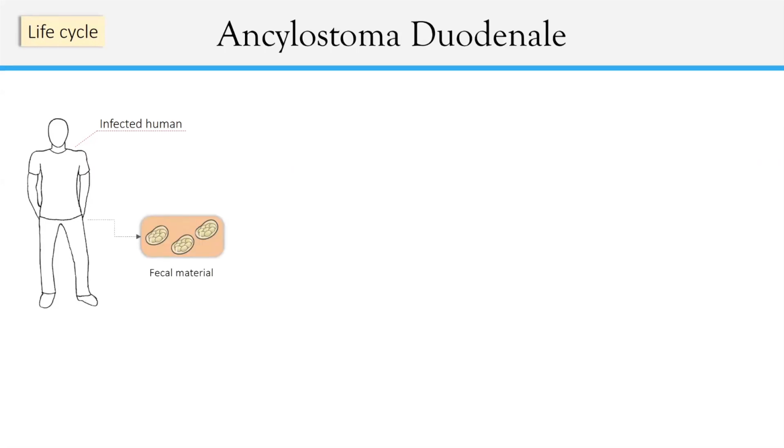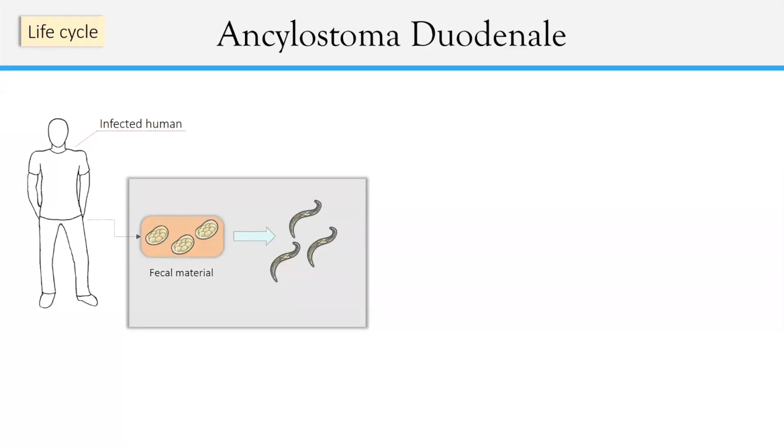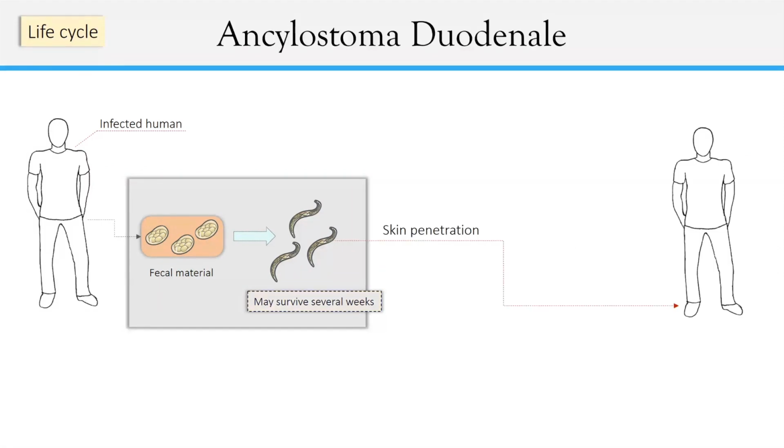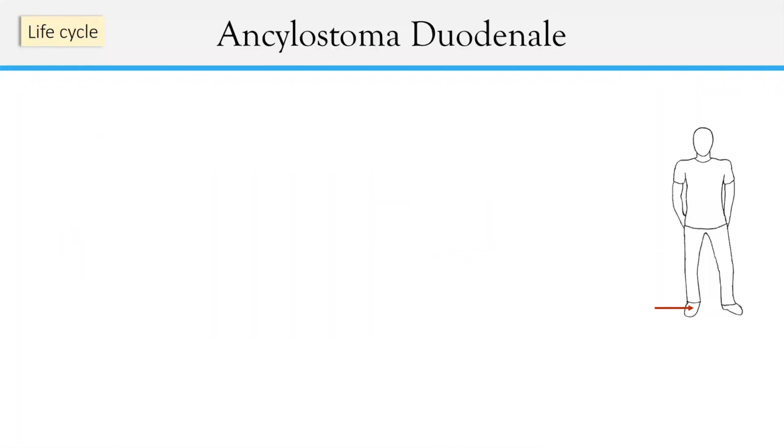Eggs will be released with fecal material and then will be transferred into the soil, where they will give rise to the immature form of the parasite, the larva. Larvae may survive in the soil for several weeks, and then they will be able to enter the human body via skin penetration. Another way of infection is ingestion. For example, ingestion may happen due to drinking of contaminated water, fruits, vegetables.